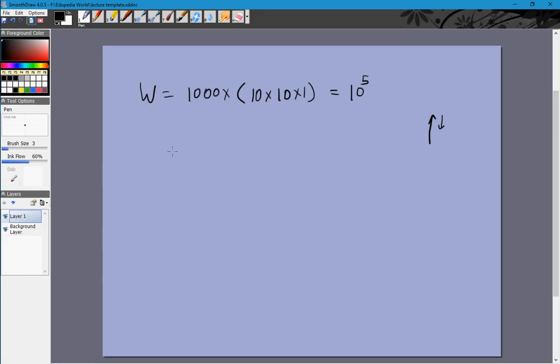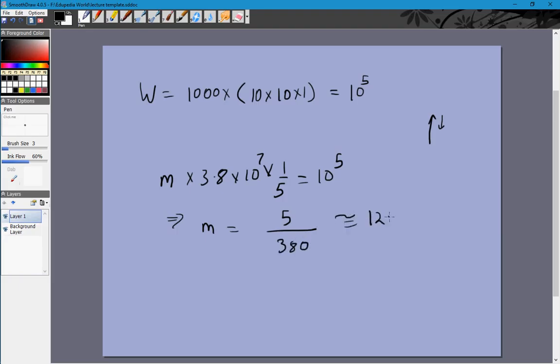So this is the energy. Let's say the amount of fat burned is m, then the energy given will be m into 3.8 into 10 to the power 7 into 1 by 5, because only 20% of it is converted. This should be equal to 10 to the power 5, which gives me m is equal to 5 by 3.8 into 10 to the power 2, or 380, which comes out to be approximately 12.9 into 10 to the power minus 3. So the answer to this would be option 4.